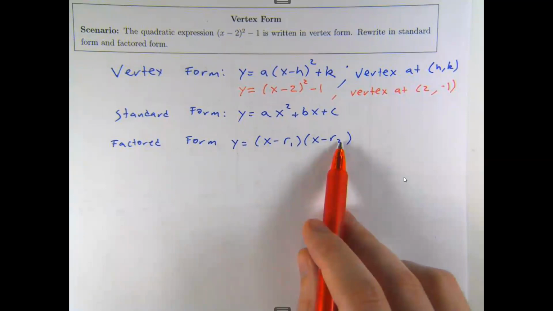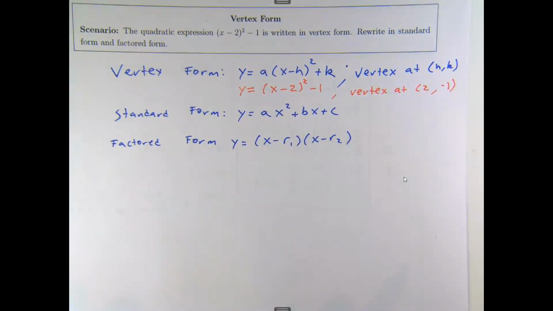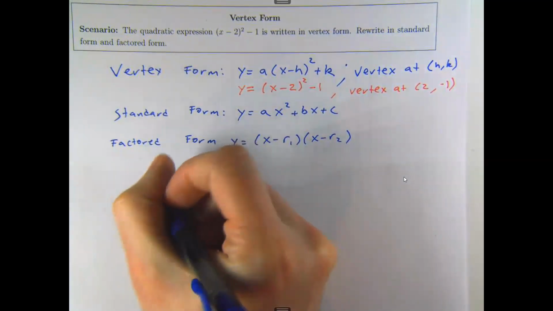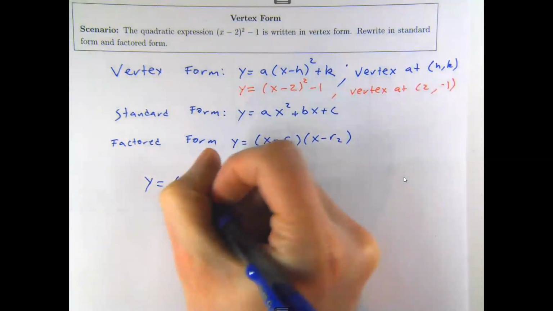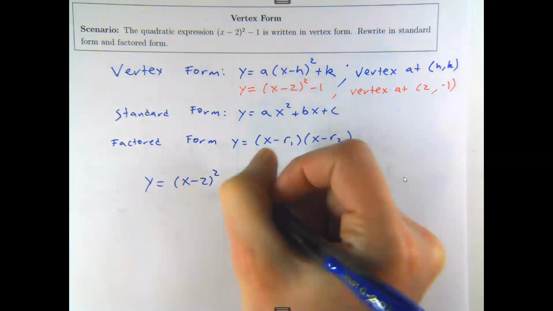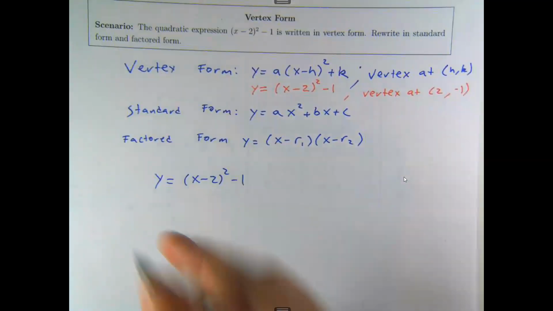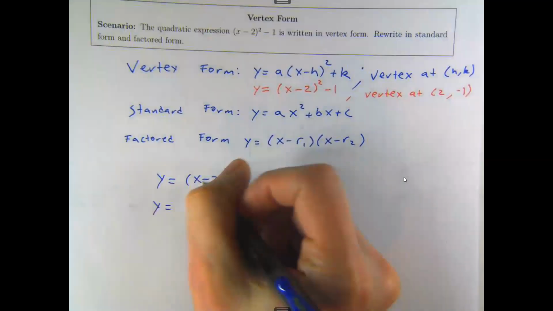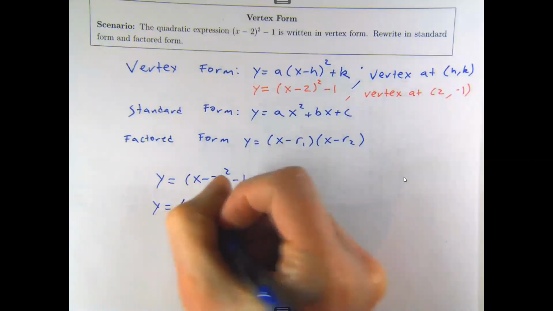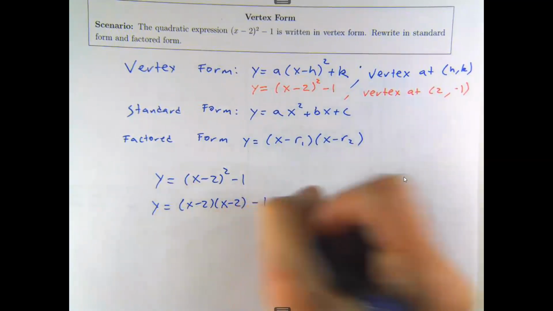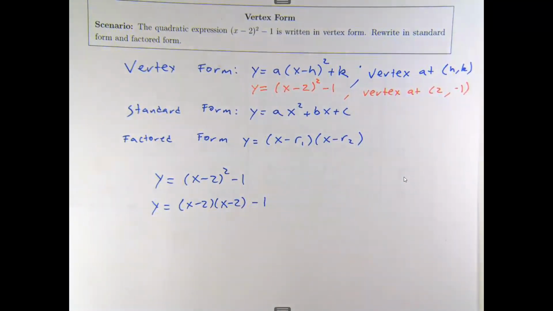So if you could factor this as (x - something)(x - something), I'd be able to identify my two intercepts, first intercept, second intercept. In order to do that, we're going to start with this y equals (x - 2)^2 - 1 expression, and I'm going to multiply it out. So (x - 2)^2 is really the same thing as (x - 2) times (x - 2).